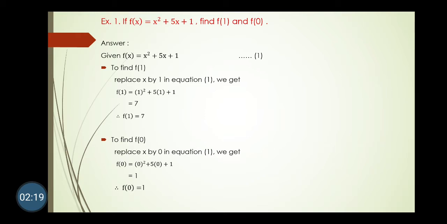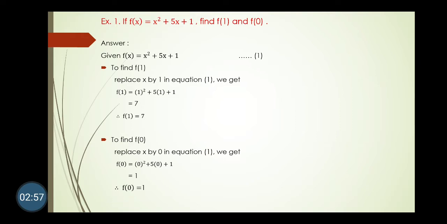Now we start to find first f of 1. So here we replace x by 1 in equation 1. We get the value of f of 1 is equal to, every position of x we can replace as 1. So if x is in the base or in the multiple form, we replace only the position. So we get 1 square plus 5 into 1 plus 1. Then the value of 1 square is 1, plus 5 plus 1. So the answer is 7. Therefore f of 1 is equal to 7.